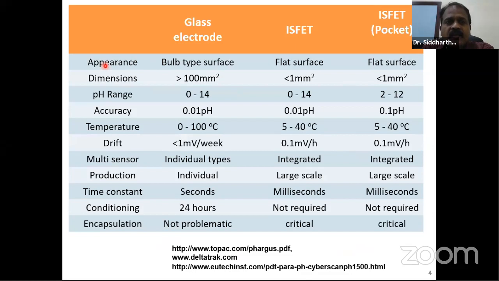So these are the different parameters. And then what we do is compare the glass electrode based system with the ISFET based system. And the ISFET pocket based system is a smaller system. I will not read out all the parameters out here. What I would like to say is that the ISFET has several advantages.